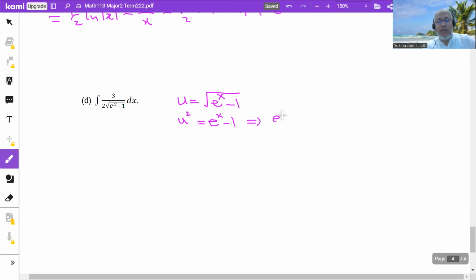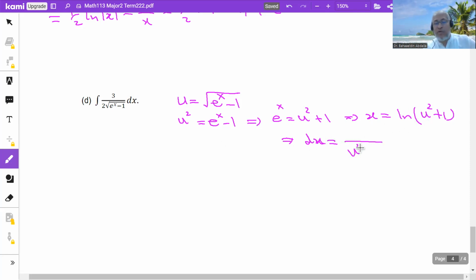So to solve it for x, I'll have e^x equals u squared plus 1. And then taking ln of both sides, I'll have x equals ln of u squared plus 1. Why we solve it for x? To find dx, because we need to change everything from x to u. So finding dx here, what would be dx, the derivative? Well, derivative of ln is 1 over u squared plus 1 times the derivative of u squared plus 1, which is 2u. So this is dx.